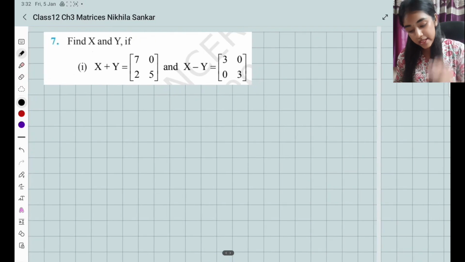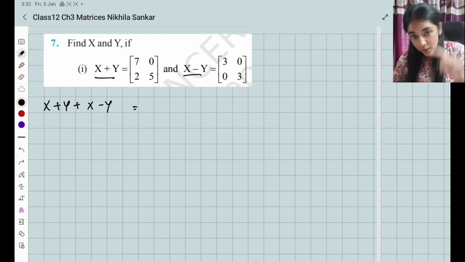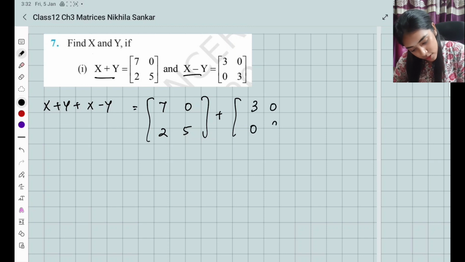Question number 7. Find the value of x and y. Like the example question, I'll do it the same way. Okay, so how are we going to find x and y? First of all, I'm going to add my LHS, so x minus y, and on the right hand side I have to add as well. So 7025 plus 3003.